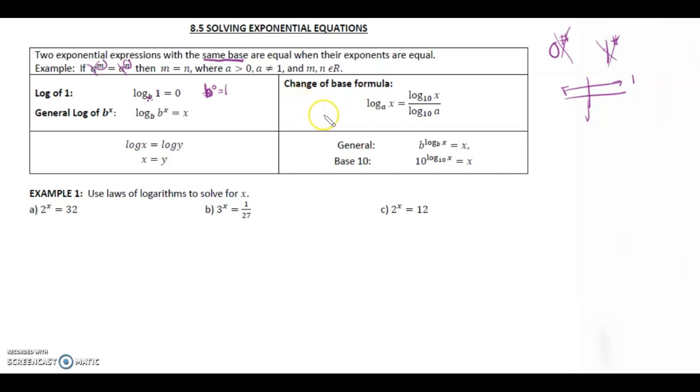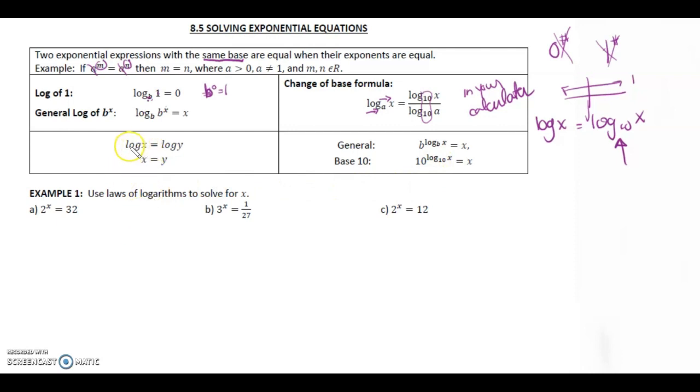Okay, and I'm going to show you the change of base formula. If you want to calculate this in your calculator, remember that log on your calculator is actually log base 10. So if you have log of any other base, what you'd have to do in your calculator is put log x divided by log a. Then you can evaluate both of those with that base 10 in your calculator. Basically what that's doing is changing the base to base 10.